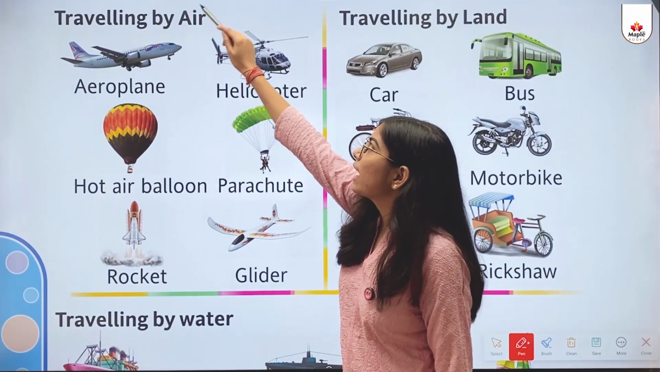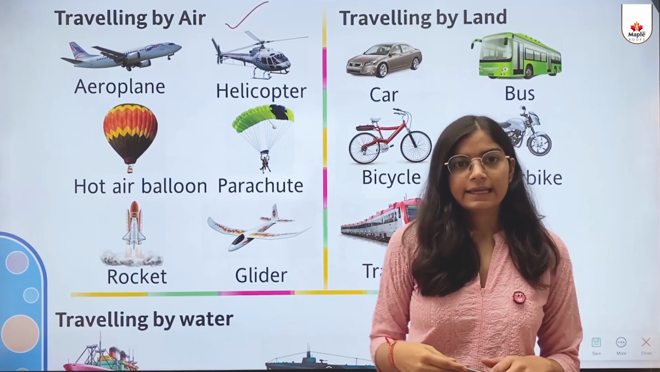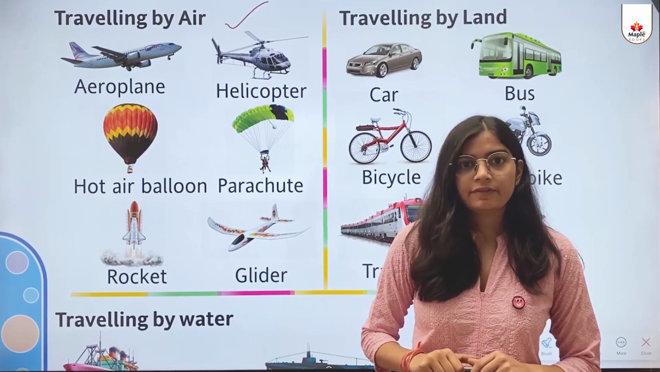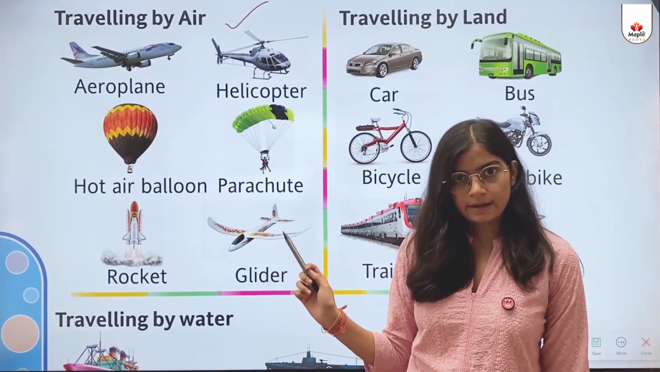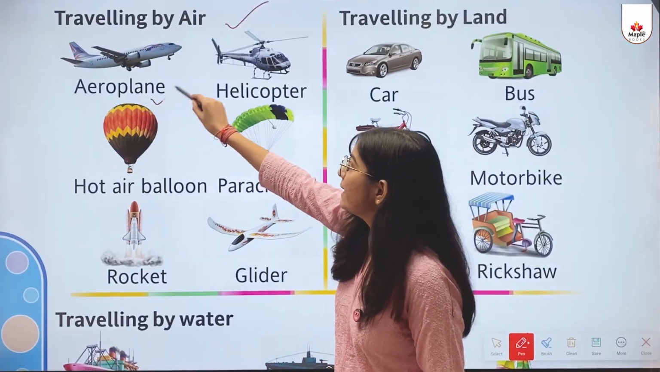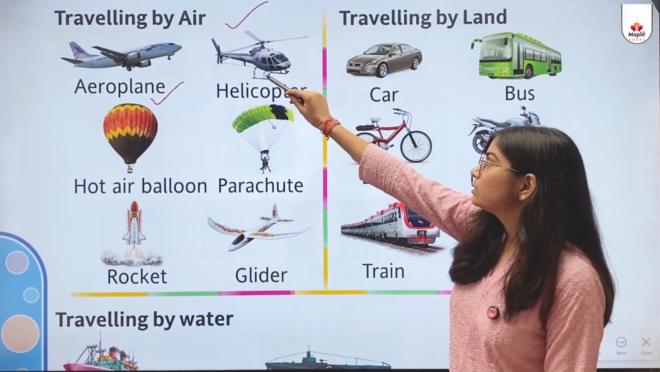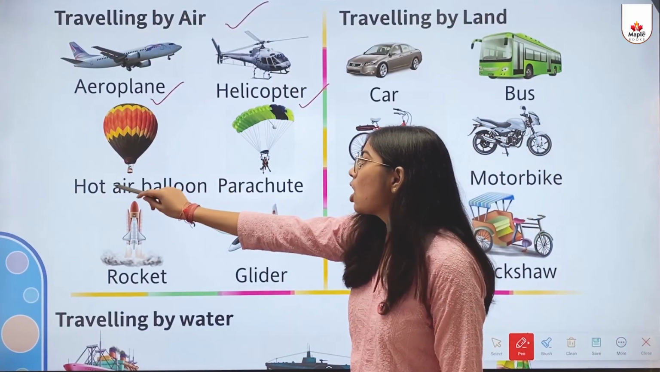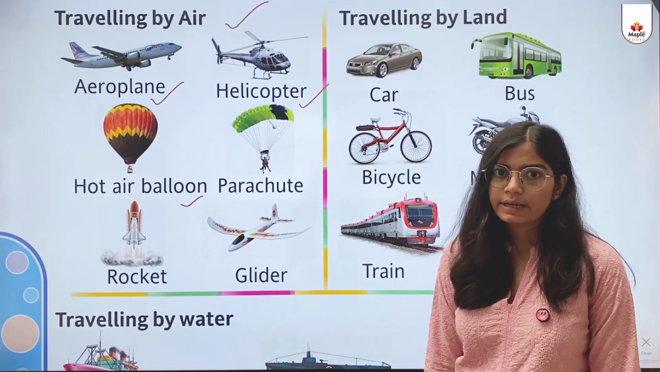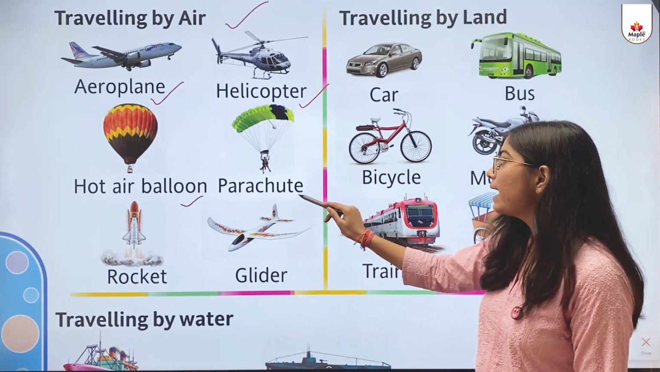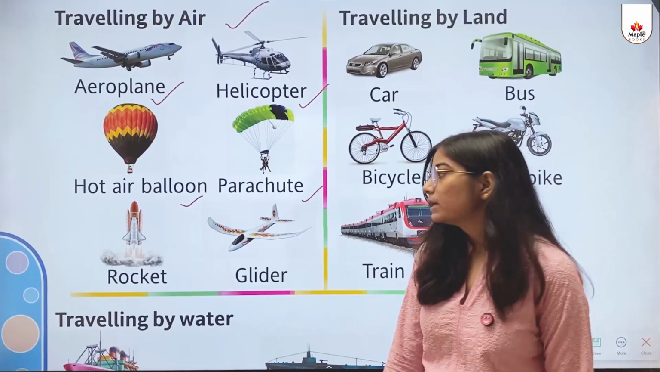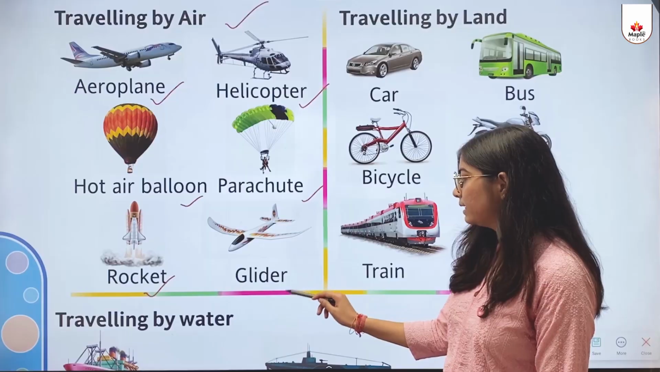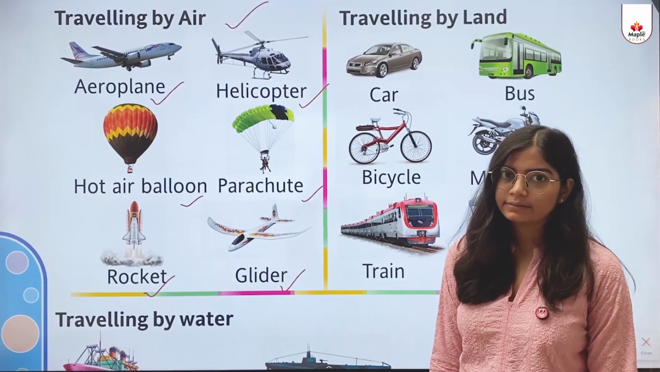So, there is traveling by air. If we travel by air, we have different means of transport. We have some examples here, okay? This is aeroplane. This one is helicopter. This one is hot air balloon. And this one is parachute. This one is rocket. And this one is called glider.